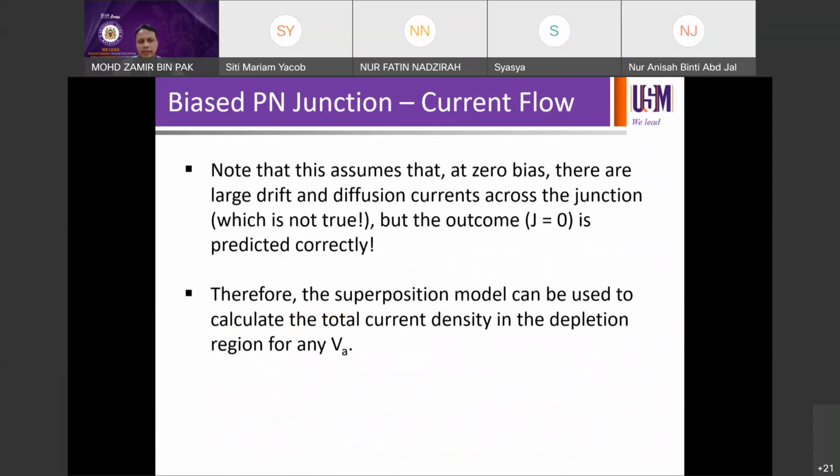So note that this assumes that at zero bias there are large drift and diffusion currents across the junction, which is not true, but the outcome J equals 0 is predicted correctly. So the net is always 0.